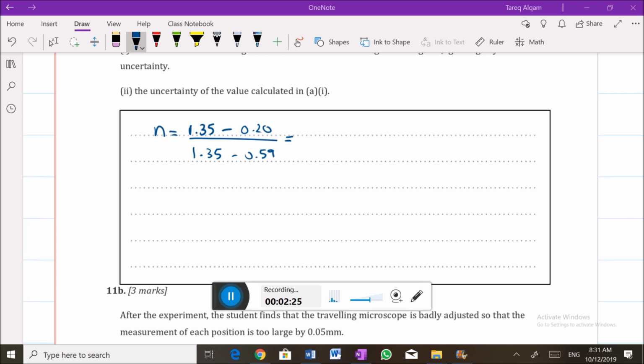In addition or subtraction, I have to focus on the number of decimal places. So this becomes 1.15, right, over 0.76, which is equivalent to 1.5131. This is what I got on the calculator. I can't keep it as it is because I have to write it to the appropriate number of significant figures. So it's only 1.5, two significant figures. Why two significant figures? Because here two significant figures, here three significant figures.